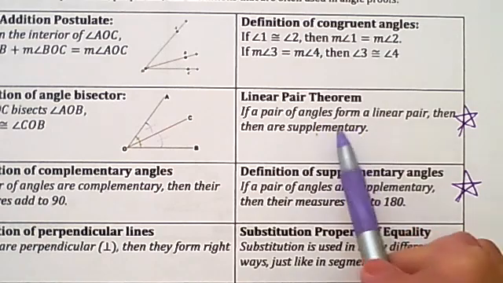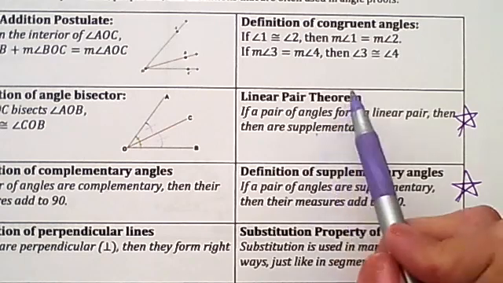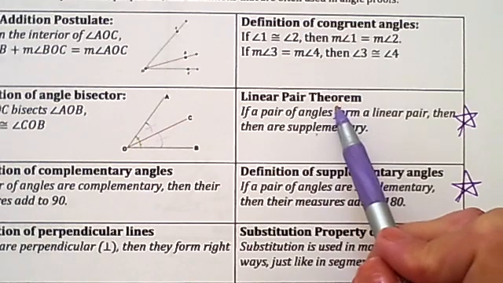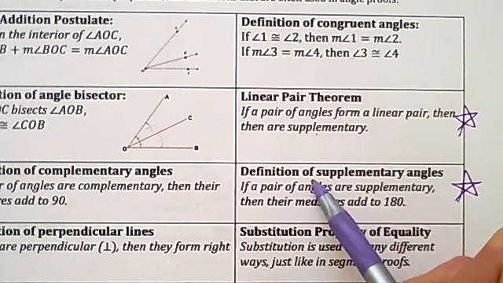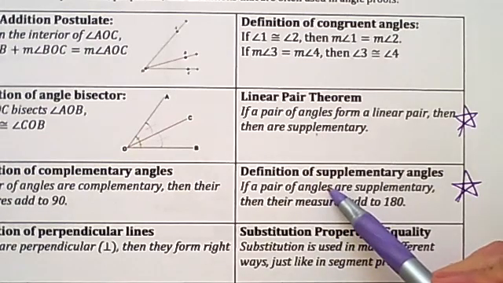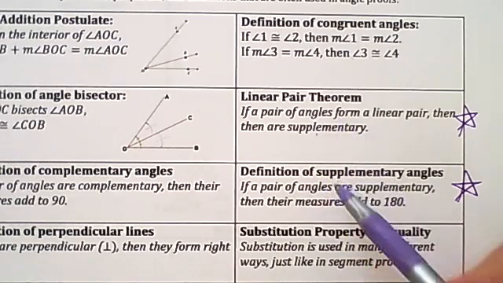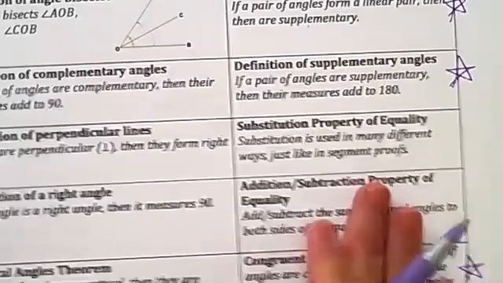So if you're given that a pair of angles are a linear pair and you want to say that they're supplementary, the reason for that is linear pair theorem. Once you determine that the angles are supplementary, think about the definition of supplementary angles. Those are angles whose measures add to 180. I'm going to do an example today where we use both of these, but these are used a lot. Substitution is used kind of the same way as in segment proofs, like moving things around, replacing things. Same thing with addition and subtraction.